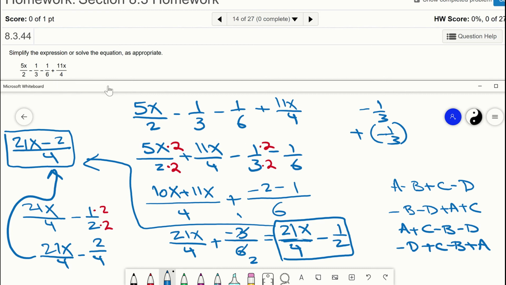Notice we're not solving here. That's why the final result is not a number. It's an expression, because we're simplifying an expression.